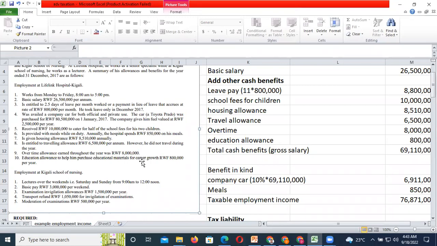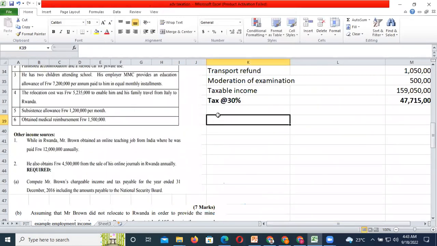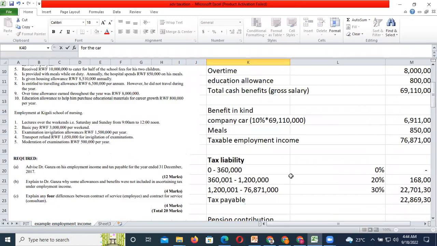So if you look at the other part B, the 4 marks, I'm not even seeing where to. What we have exempted, the value of the car and the fuel card, are taxed within the 10% benefit for car. That's the only one I'm seeing. I'm not seeing any other exemption that we have left out.